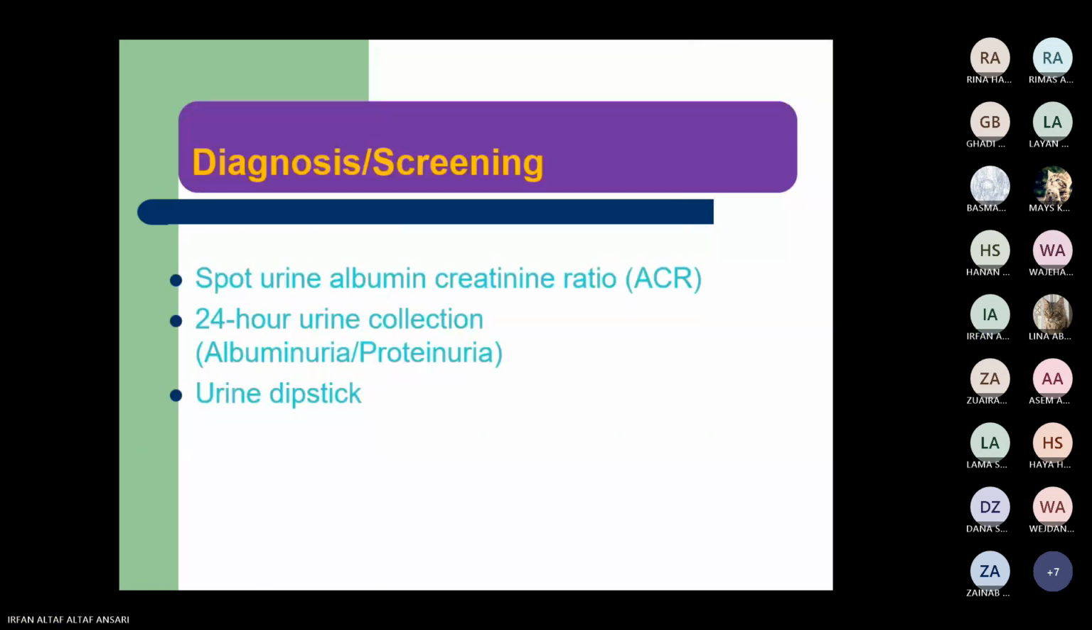So how do you diagnose or screen? Simple. You look for the spot urine albumin creatinine ratio, or the more accurate one is the 24-hour urine collection to look for albuminuria. Maybe it is micro, macro, or proteinuria. Or in the emergency section, you can just use the urine dipstick. If your patient is diabetic and you find urine protein 1 positive, you might ask your patient to have a follow-up with a 24-hour urine collection to look for microalbuminuria.